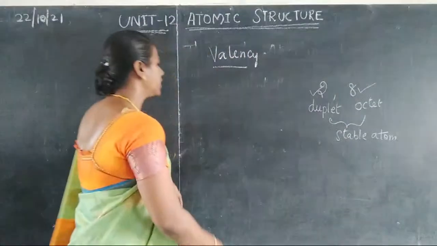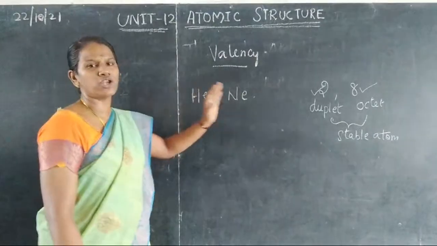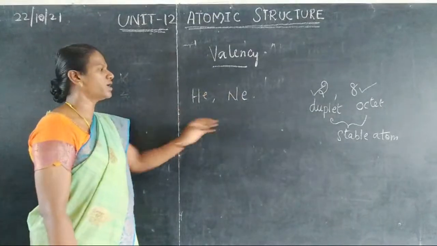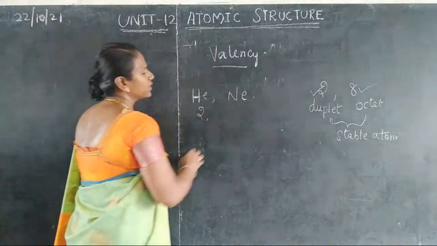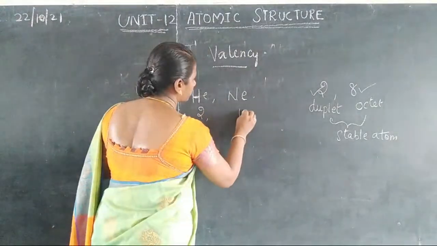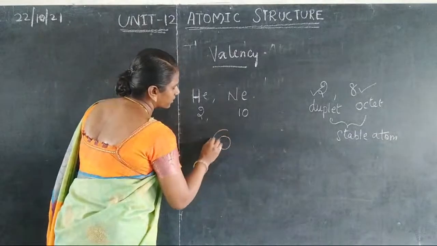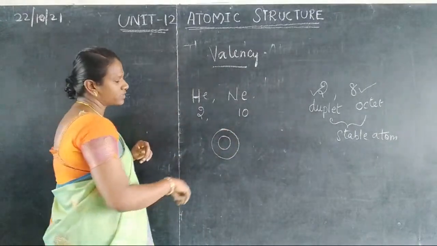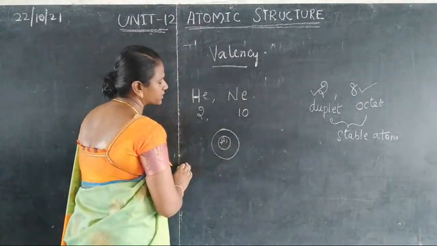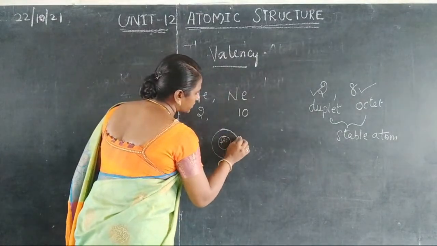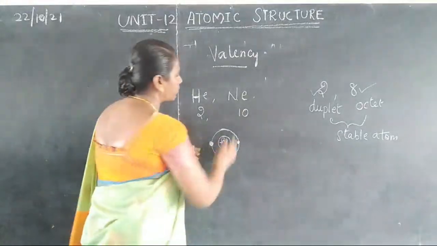So for example, we will take helium and neon. Helium and neon are inert gases. The atomic number of helium is 2 and the atomic number of neon is 10. Here the helium atom has 2 protons in the nucleus, and it has 2 electrons in its outermost shell. And what about neon?